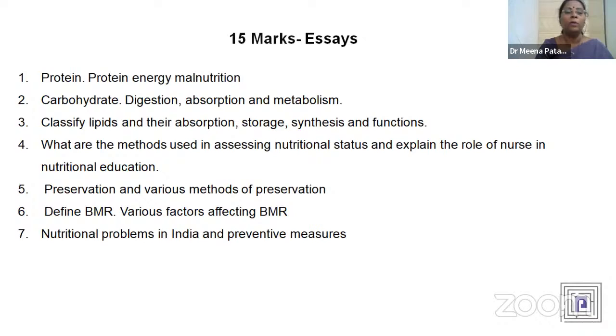Then the last question in the essays covering all your units is nutritional problems in India and preventive measures. You need to write a bit of history as an introduction about what are the nutritional problems, when and how are they assessed, how are they affecting our population, and how is it affecting the productivity of our country. And then one by one, you write about all the nutritional problems. And last but not the least, you write how to prevent all these nutritional problems.